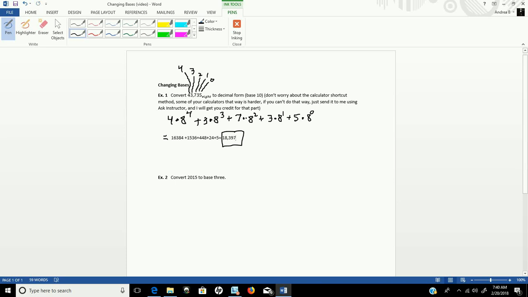That 18,397. And like I put in the directions here, you don't have to worry about the calculator shortcut method, because for some of your calculators, it's actually going to be harder to enter it that way. So you can certainly use this method, and if you can't get the calculator shortcut to work for the homework, you can skip that part. I won't make you do that on the test or the quiz, and then just send it to me with the Ask Instructor link, and I can go ahead and give you credit for that part of the problem.